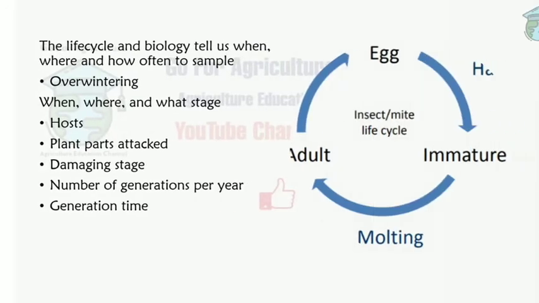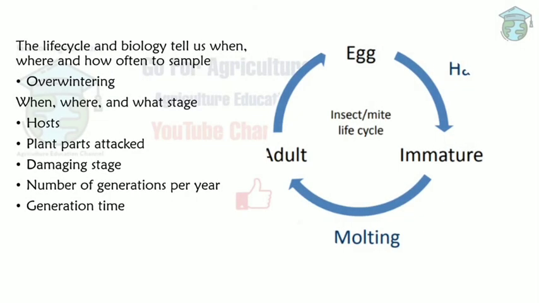Also, with the help of the life cycle, we can know where and how to collect the sample. For example, in overwintering, when the insects go into dormancy, we can know when to collect, where to collect, and at what stage to collect. We can also know what kind of host they attack, what kind of plant parts they attack, what the damaging stage is, the number of generations per year, and the generation time. Because of these things, we can know where and how to collect the sample.